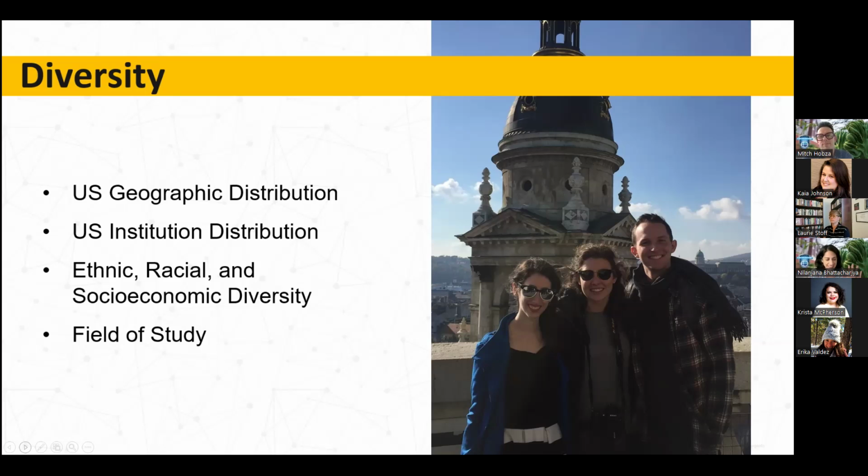They're paying attention to making sure that people are coming from schools all over the different areas of the country, also different types of schools, whether you're from a four-year liberal arts college, or a major research university, or a regional school. It is all important to have different kinds of schools represented. Also, they're looking at ethnic, racial, and socioeconomic diversity.